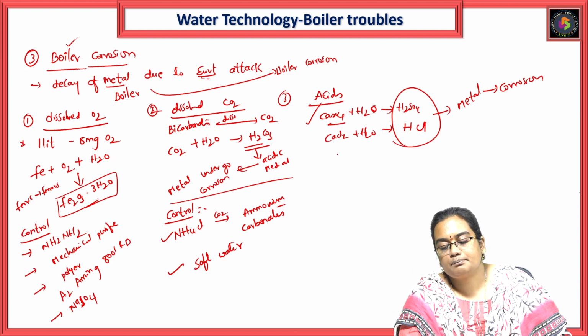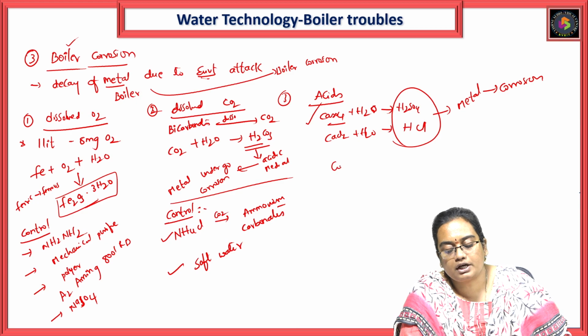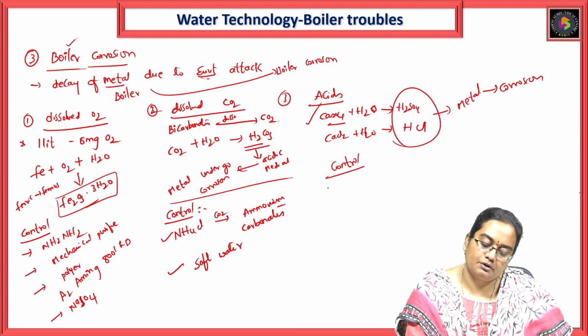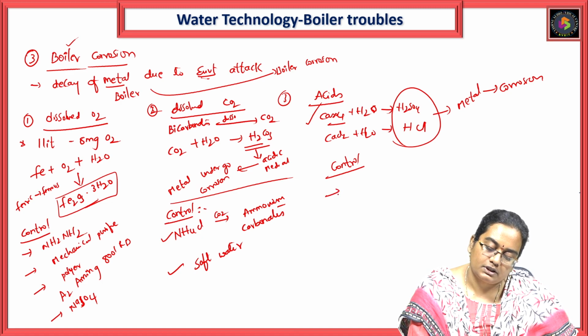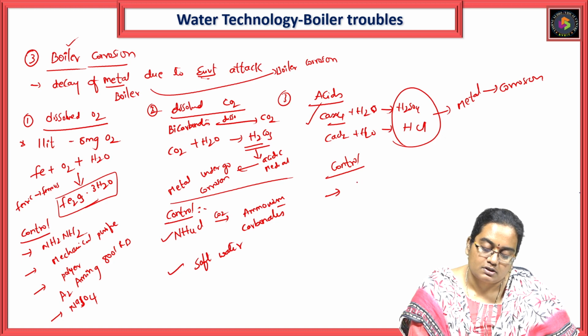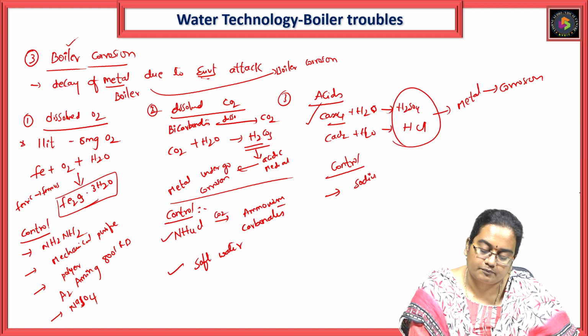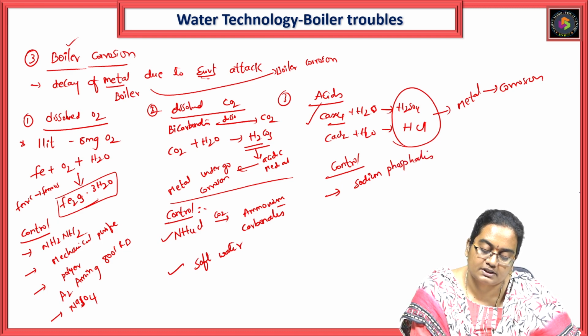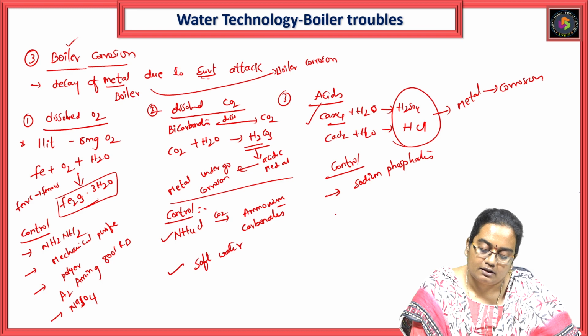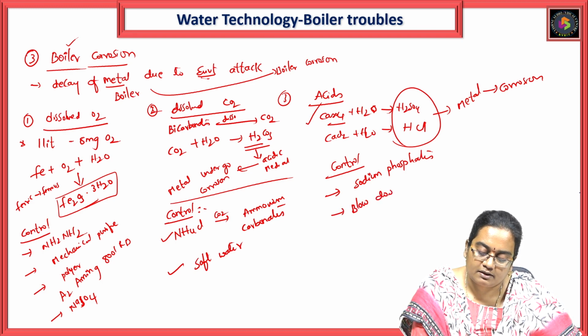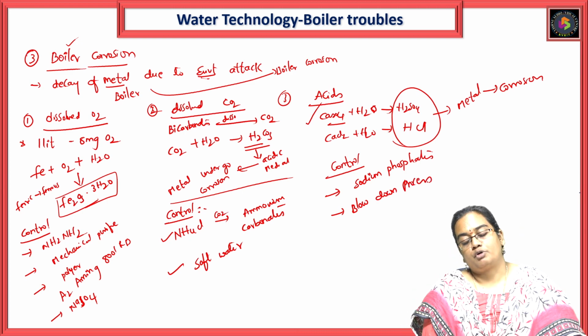Now, if acids are present, metal will undergo corrosion. Next, how to control these acids? It can be controlled by using ammonium phosphates, sodium phosphate salts, which we have already discussed, and by the blow down process. This is your third boiler trouble.